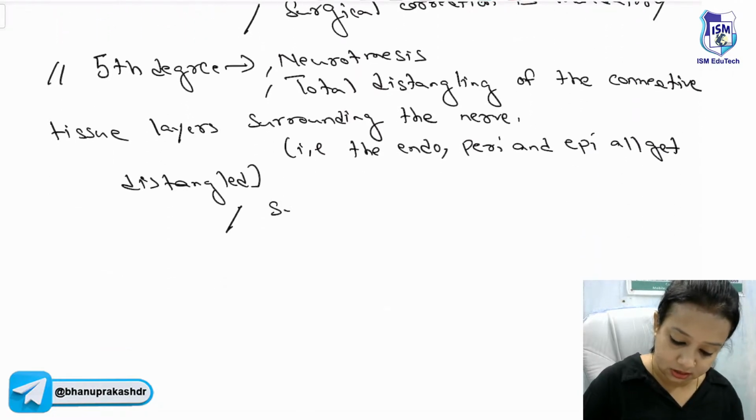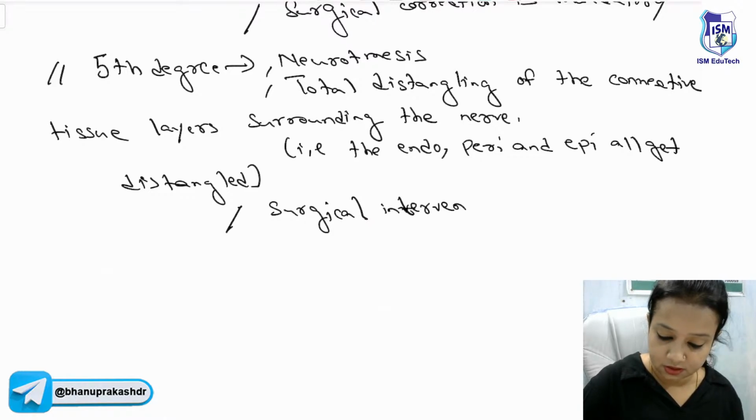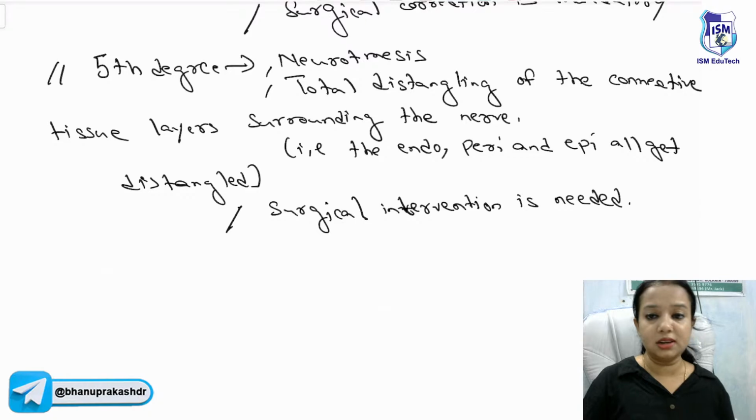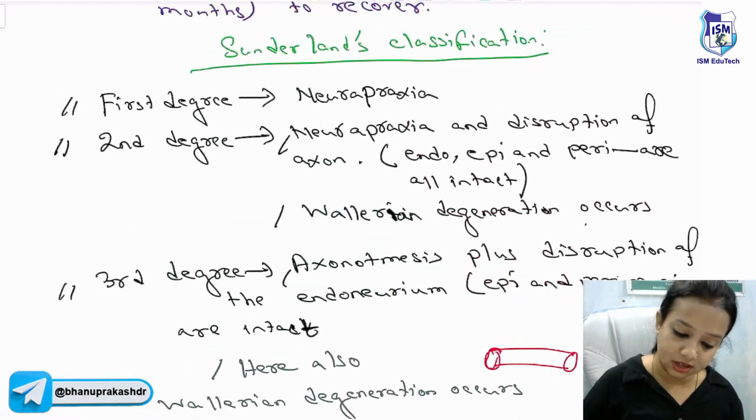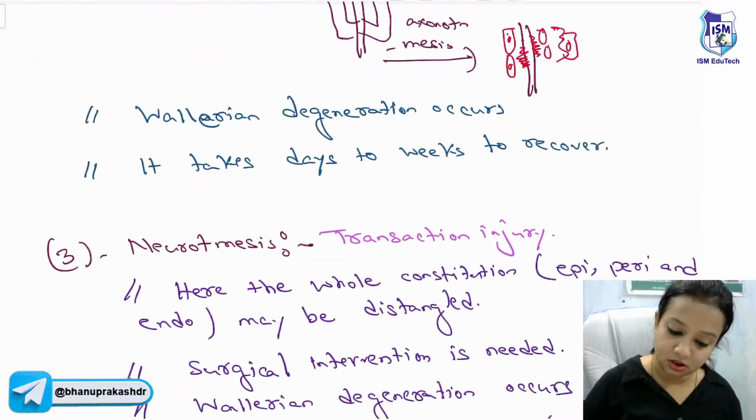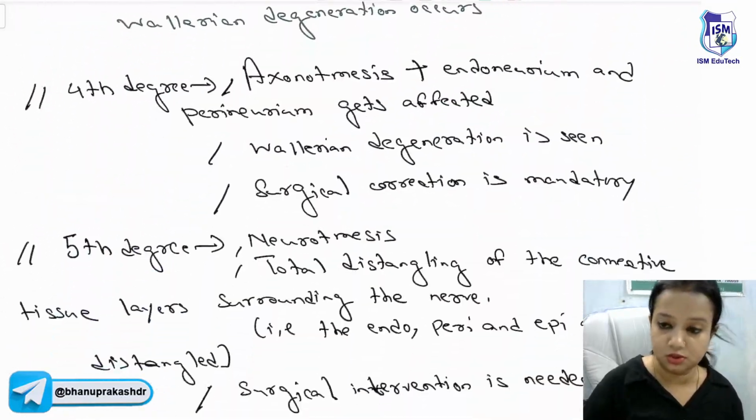Here, surgical intervention is needed, and the recovery is also not guaranteed. So, these are the classification of the nerve injury.